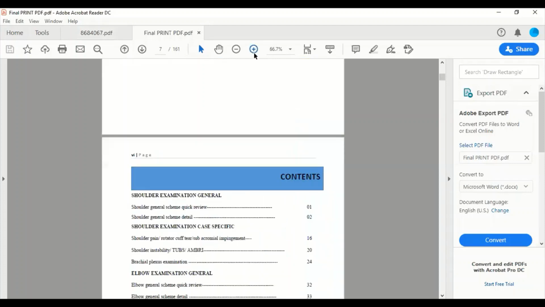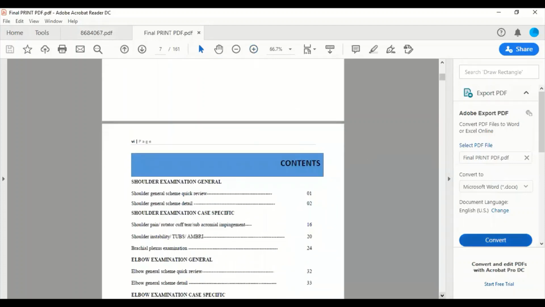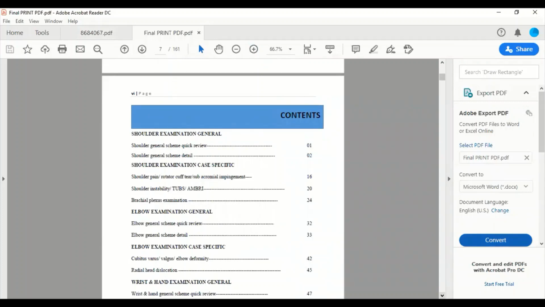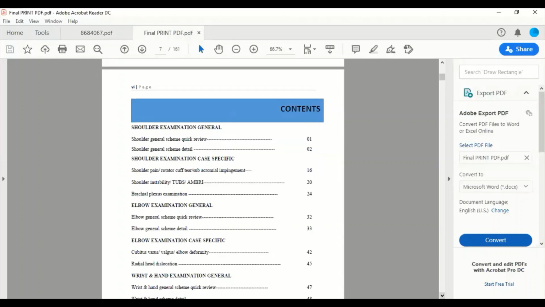We have made this book so that all the parts, all the regions, have been divided into two broad categories. For shoulder examination, first we have discussed it in general, and then we have done shoulder exam case specific. Three cases of shoulder, for example: shoulder pain, shoulder instability, brachial plexus examination. Likewise, I will give you a brief introduction by one or two systems.